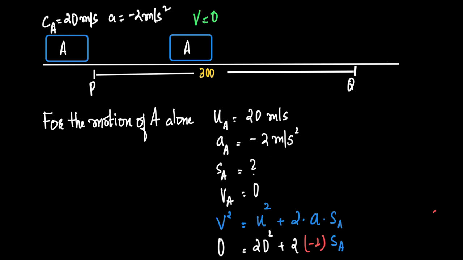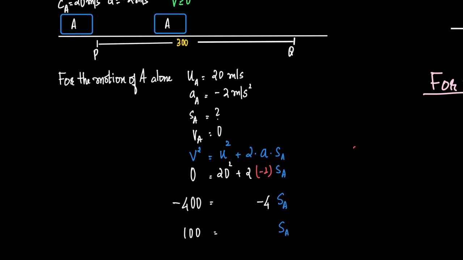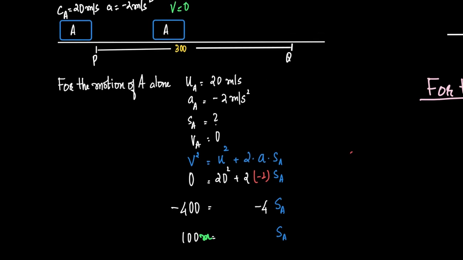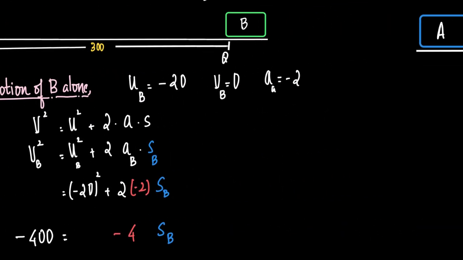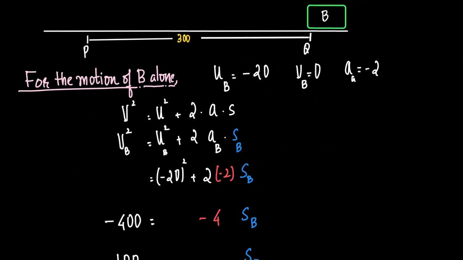By equations of motion we have v square, which is 0 square, is equal to u square, 20 square, plus 2as. A is minus 2, and therefore what we get is SA, which is distance traveled by A when it comes to rest, as 100 meters. Okay. So we'll come back to that part later.